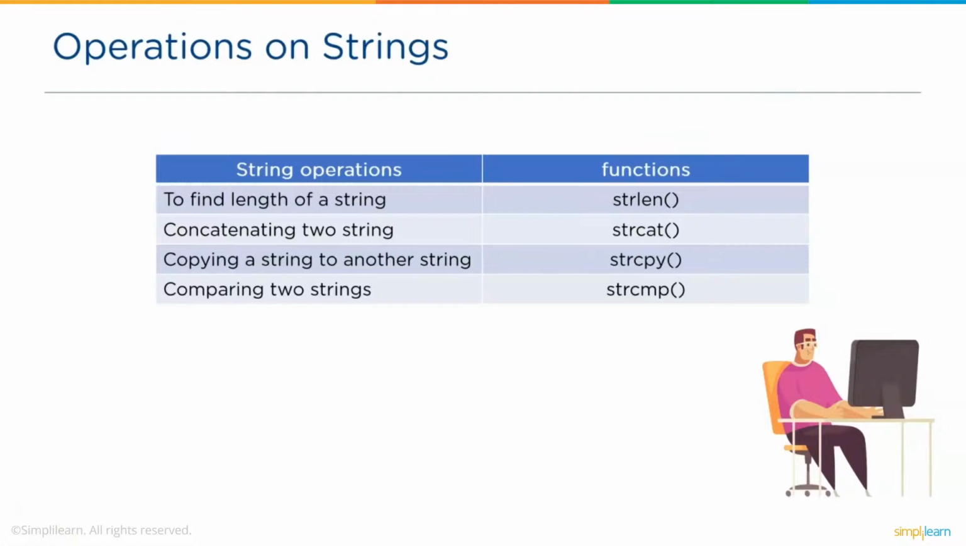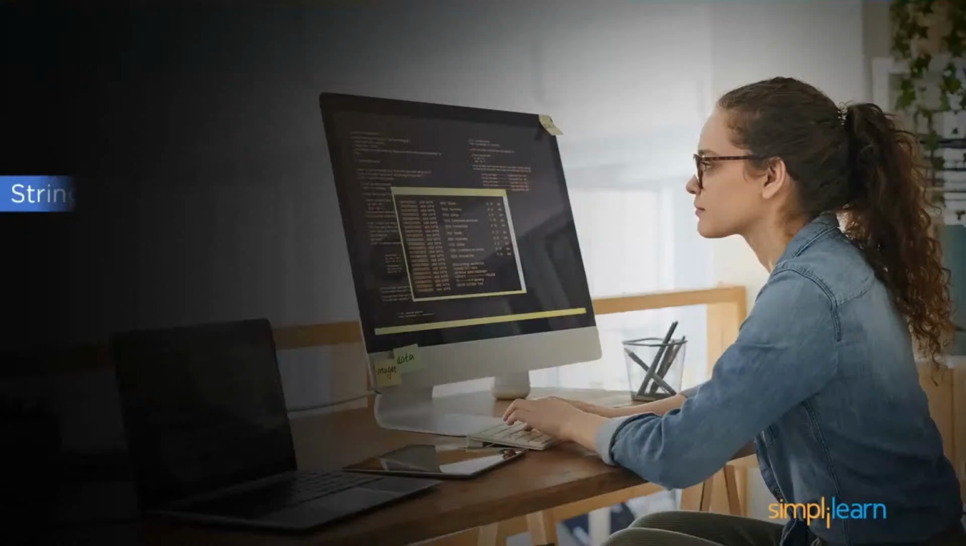A function like strlen is to find the length of a string. It will count the number of characters in a string and print the output. Then, strcat is used to concat two strings, which means adding up two strings. Suppose our first string is simply and the second string is learn, then it will add both the strings and give us the output as a single string called Simplilearn. The following function is strcpy to copy a string to another, and finally strcmp to compare two strings.